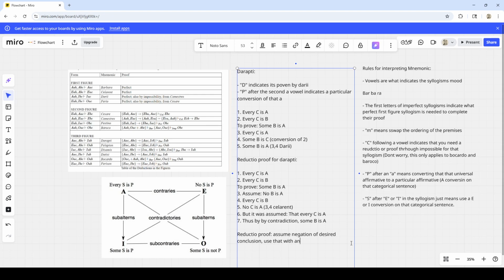Use that with an earlier premise to derive a conclusion that contradicts an earlier assumption or premise, to indirectly prove the conclusion via contradiction. So that's how you do that.